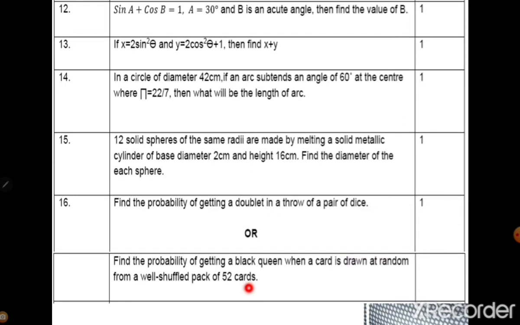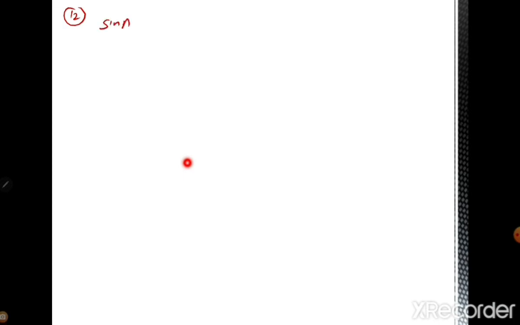If sin A plus cos B is 1, A is 30 degree and B is an acute angle, find the value of B. So here we'll write question number 12. That is, if sin A plus cos B is 1 and your angle A is given, that is 30 degree, and B is an acute angle, find the value of B.